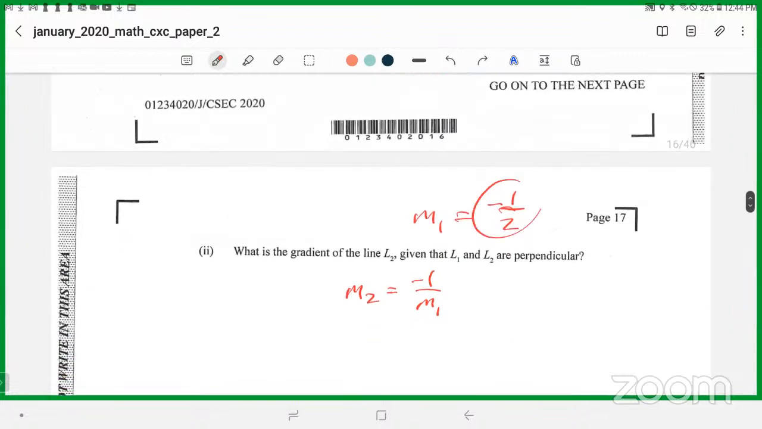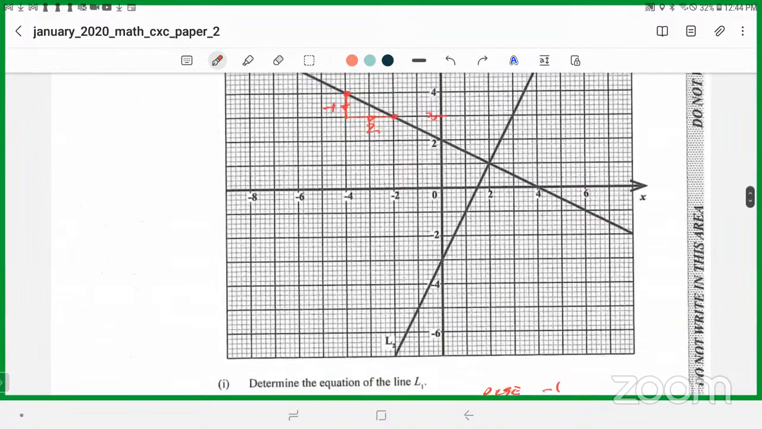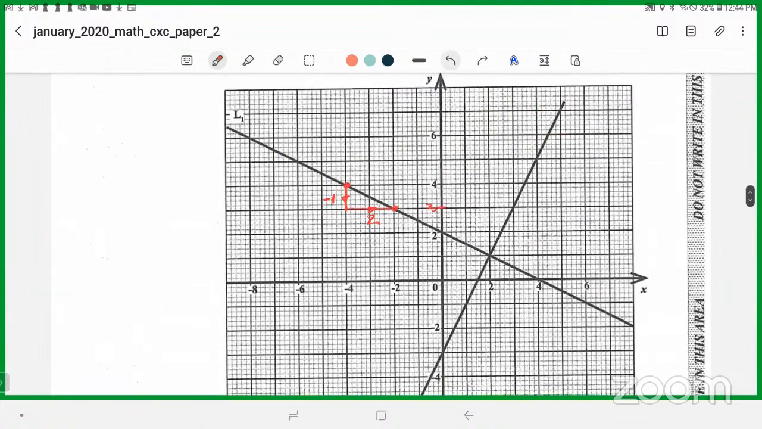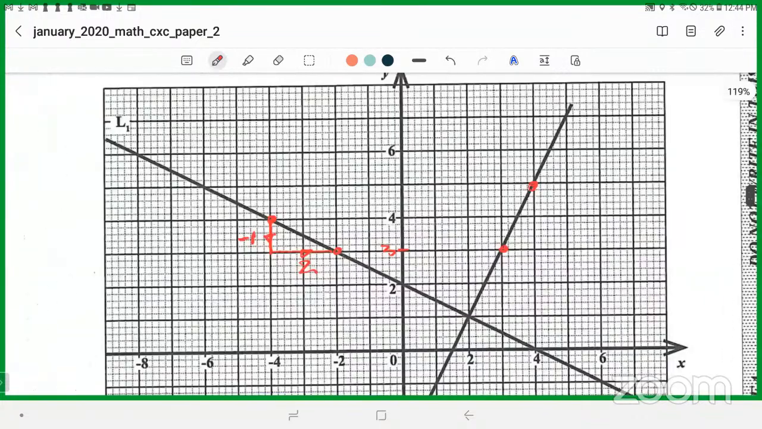So this calculation, I'll put this under here. The quick way to do this is to flip this gradient and change the sign. It's going to become 2. We can confirm if it is really 2 from the diagram by using 2 points and rise and run. Let's see on line 2. You can choose 2 points on it, like for example, here and here, and make sure that 2 is correct.